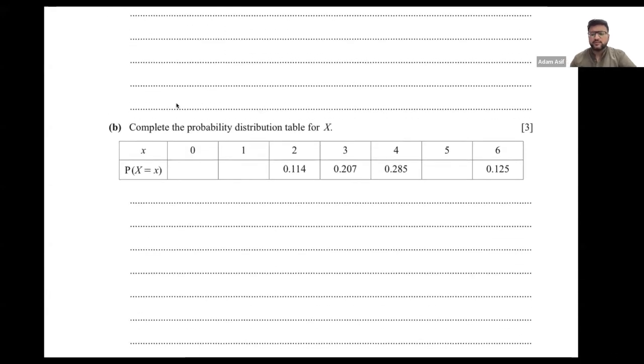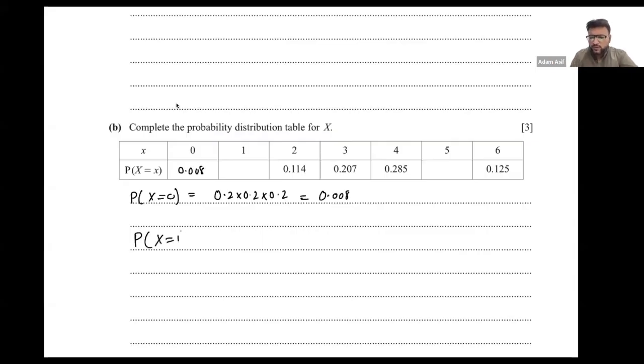Now the second part says calculate the probability distribution table for x. So we have been given possible values of x that range from 0 to 6. We need to find the probability of 0, 1, and 5. Now the probability that his score is 0, that he will lose all the games: 0.2 times 0.2 times 0.2, that's simply 0.008.